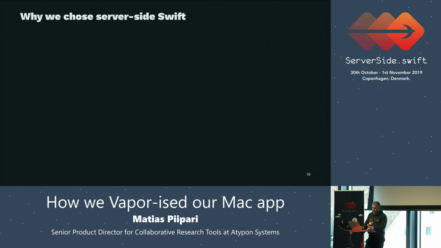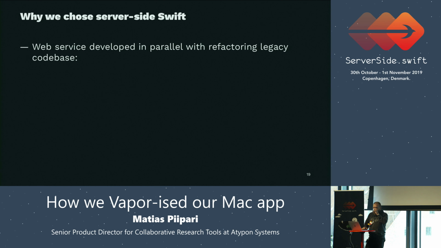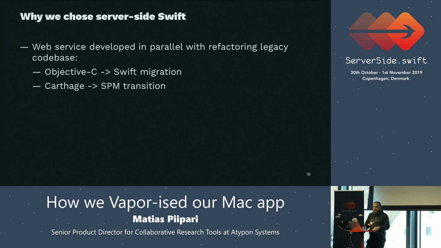So why did we choose Server-Side Swift for this? Well, one engineering solution that it gave us is that we could work a lot more in parallel. So we had some Objective-C to Swift migration still to do. This code base was old. We wanted to move away from Carthage to Swift Package Manager, also for this same code base, because we still had also the next generation of the Mac client to build out of partly the same code base.